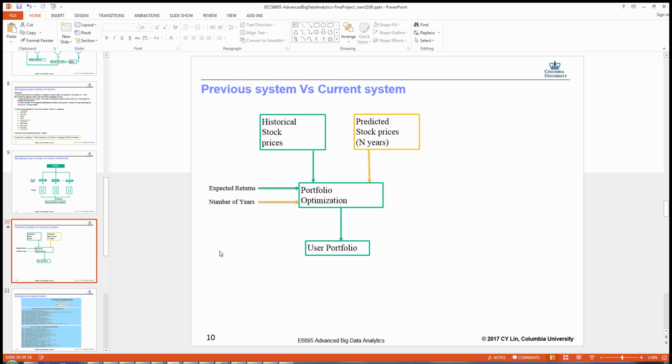So page 10 shows a comparison between my previous system and the current system. Till the final version, I was using historical stock prices to do the portfolio optimization, but now by using the linear regression model, I have some predicted stock prices, and now I'm using those with the historical stock prices to do the optimization of the portfolio.